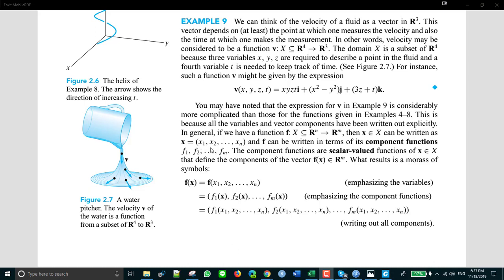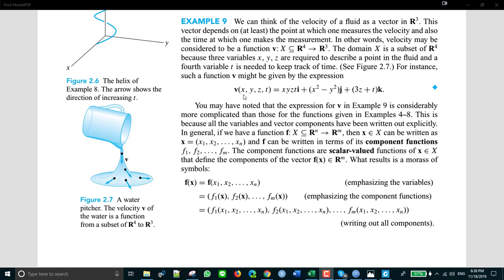But actually, this is a function from R4, so we don't just have x, y, and z here. We have t. What does that mean? That means that we said, okay, at this point it's moving in this direction, but that's at a particular time. Maybe at another time it's moving faster, so we'd have a different vector, or it's moving in a different direction. So the water at this location could be moving faster later on, or it might be moving in a different direction later on. So it depends on time as well as the position.